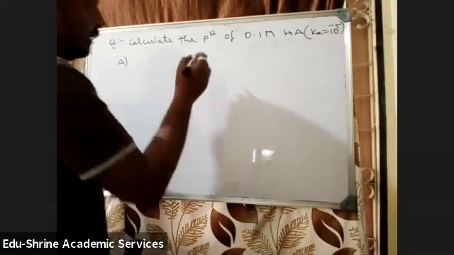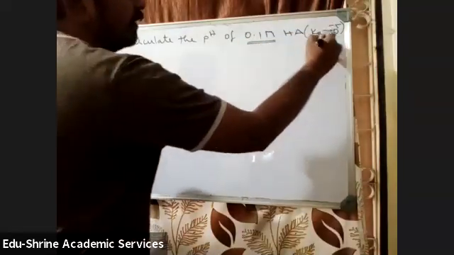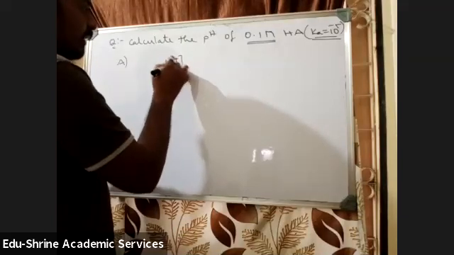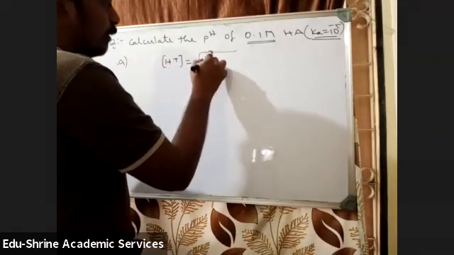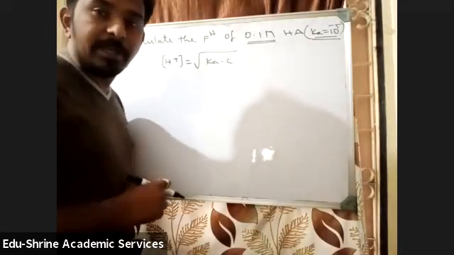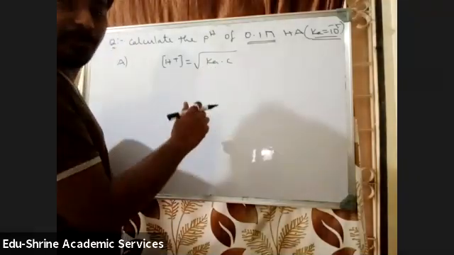pH will be 3, right? Either you use the direct formula, or they have given the concentration and the value of Ka. So first you can calculate the concentration of H plus. H plus is equal to root Ka into C. H plus is equal to C into alpha, no? So instead of alpha, I have substituted.